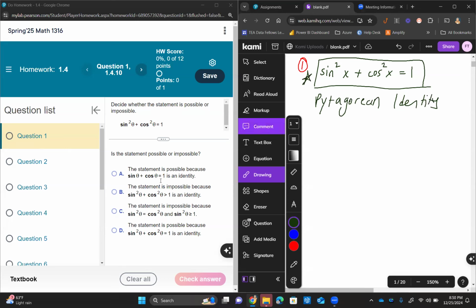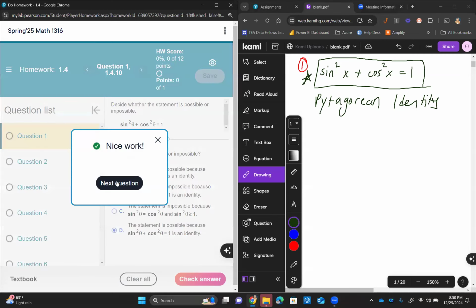So we're going to choose here, this is possible because it's not sine theta plus cosine theta. It has to be sine squared plus cosine squared theta equals 1, and it has to be an identity. This is how we do question 1.